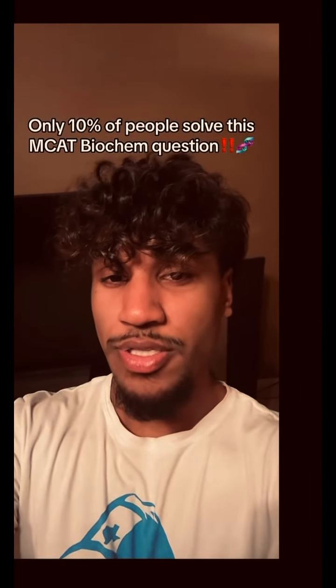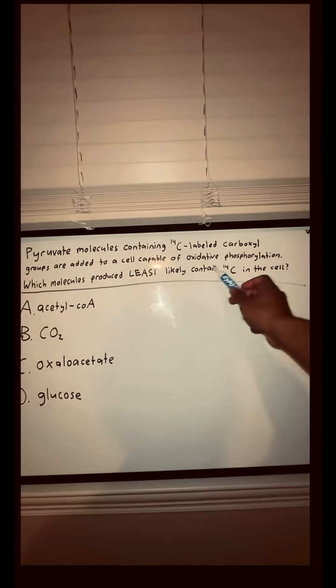100% of people got this question right. Pyruvate molecules containing carbon-14 labeled carboxyl groups are added to a cell capable of oxidative phosphorylation. Which molecules produced least likely contain carbon-14 in the cell?